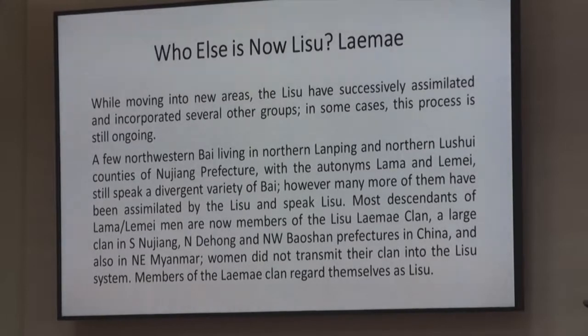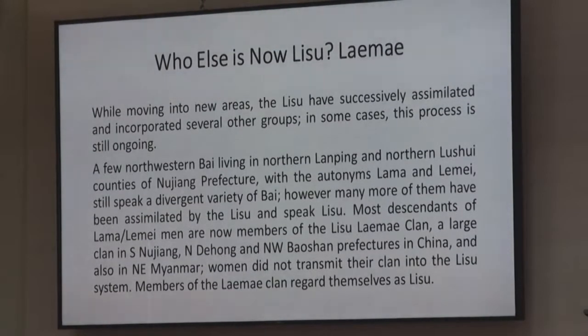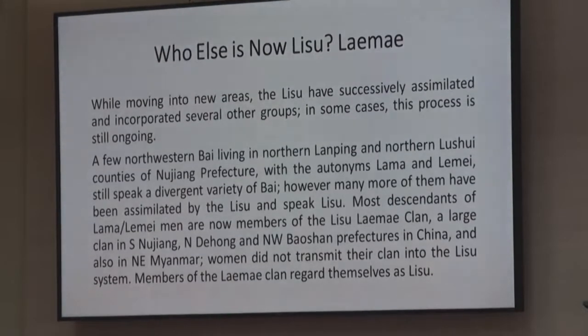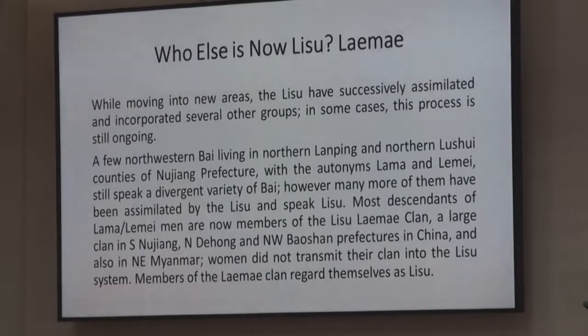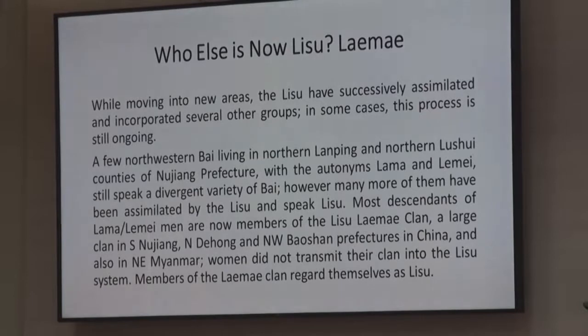Some of the people who are Bai still speak this Western, Northwestern variety of Bai, but most of them now speak Lisu and regard themselves as Lisu and are members of a clan called Lamer in Lisu. So their Lisu clan name reflects their original Bai national language, but not their language. Their language is now Lisu.